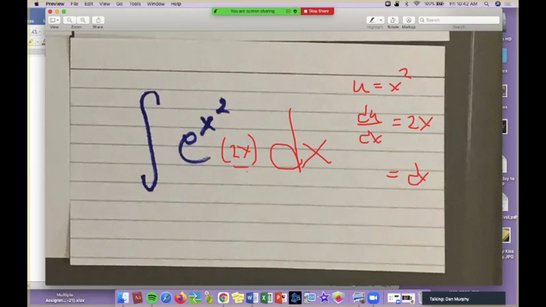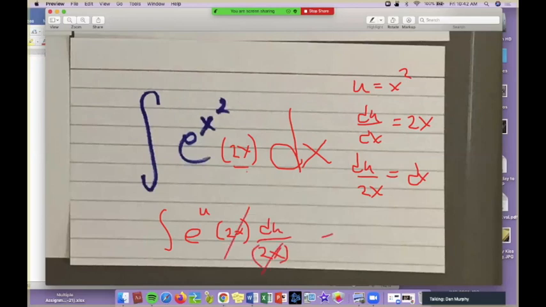And look what happens when we do our u sub. We've got the integral of e to the u times 2x times du over 2x. These things cancel out, and we're left with e to the u plus c. So if this 2x had been included in this original integral, then our result would be e to the x squared plus c.